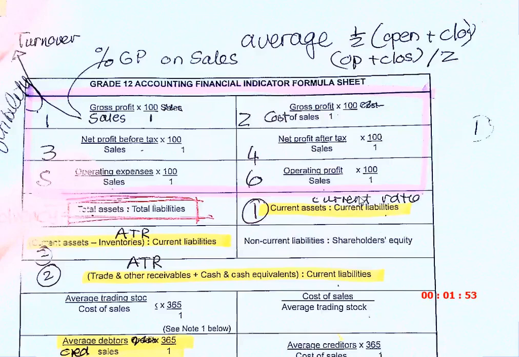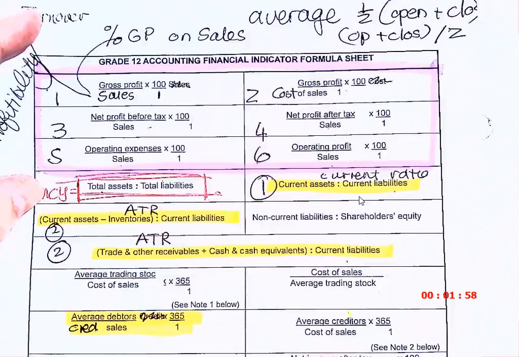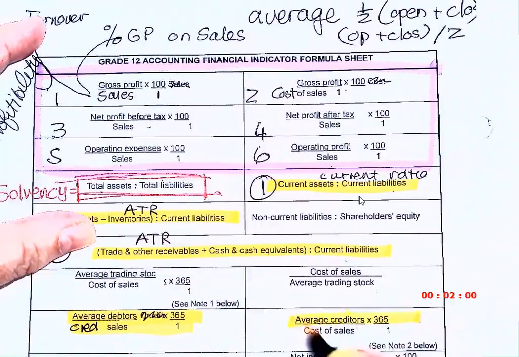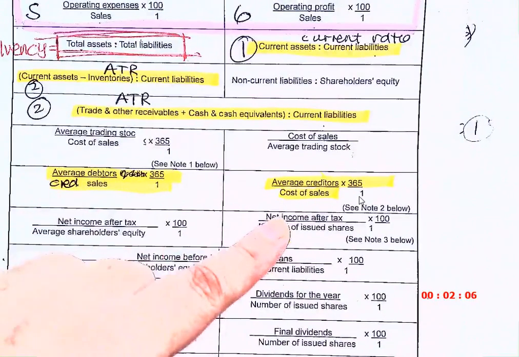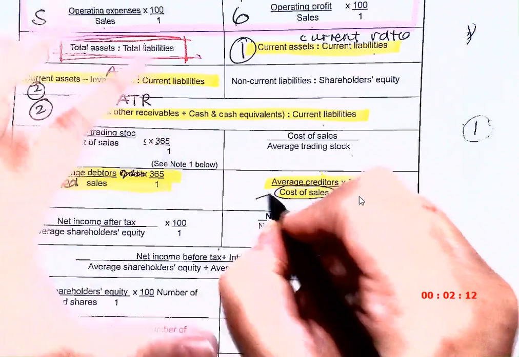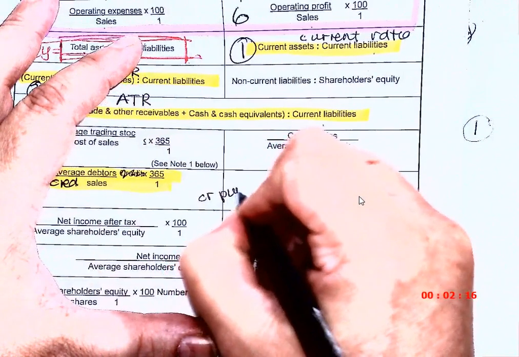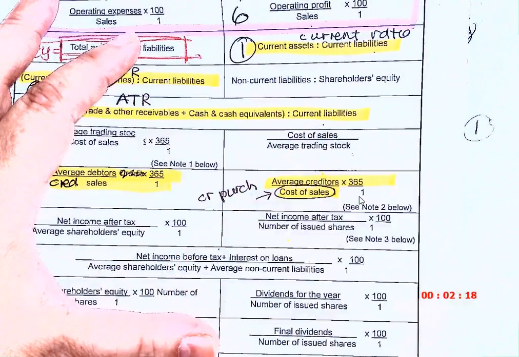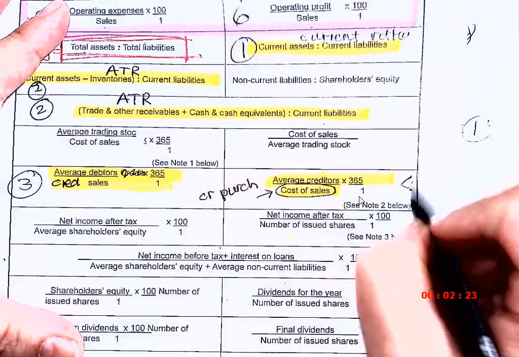So now let's go back. So average debtors. Now I see here average creditors on cost of sales. Can I say to you that cost of sales can also be replaced with credit purchases if you have that available. Okay, so that would be number 3 and number 4.